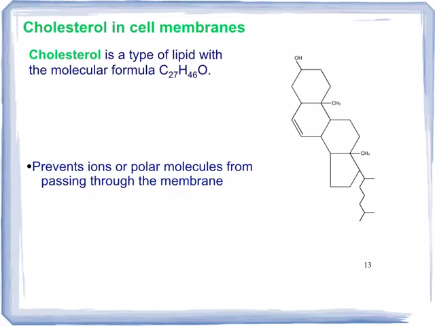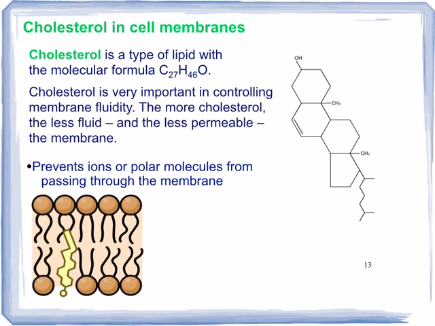Let's have a look at cholesterol. Now, cholesterol molecules occur throughout the cell surface membrane of animal cells. They are very important and they help with mechanical stability. So here you can see a cholesterol molecule. It's got the molecular formula C27H46O. And this prevents ions and polar molecules from passing through the membrane.